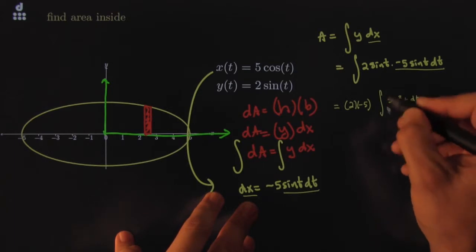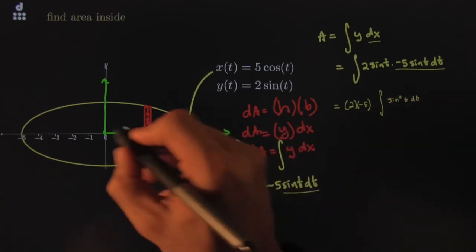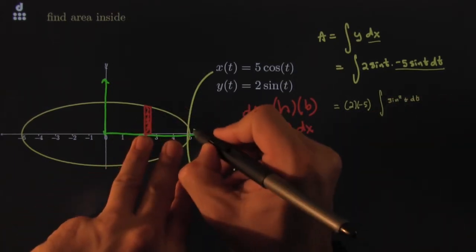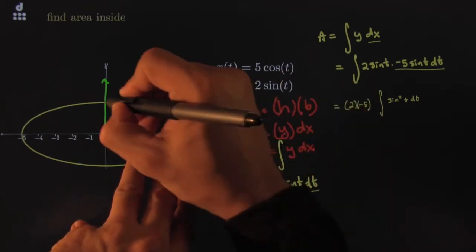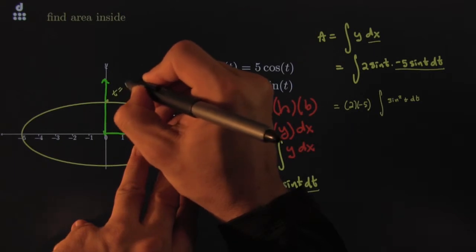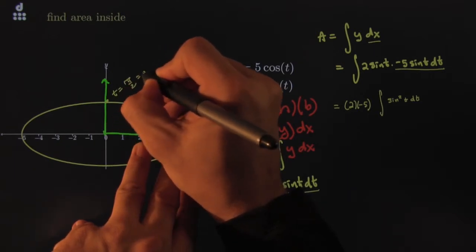I noticed that I need some limits on here. What should my limits be here? When we were plotting this one, we noticed that t is equal to 0 starts off here. t is equal to 0. And of course this one gives you t is equal to pi over 2 or 90 degrees.